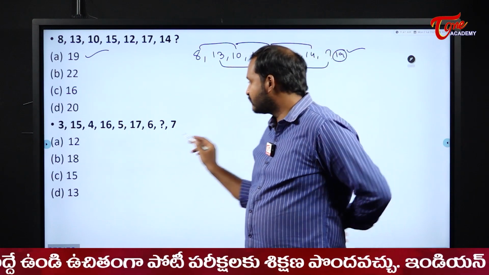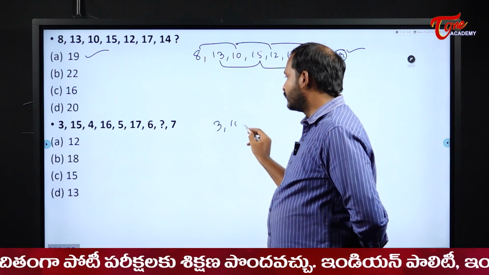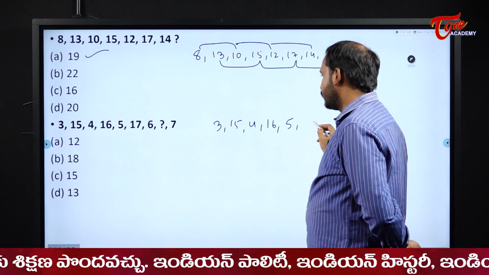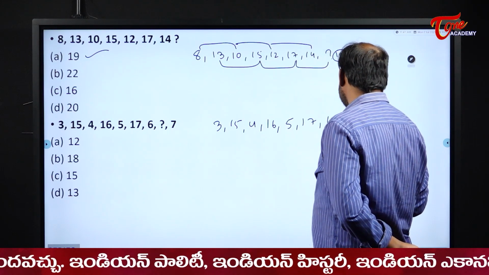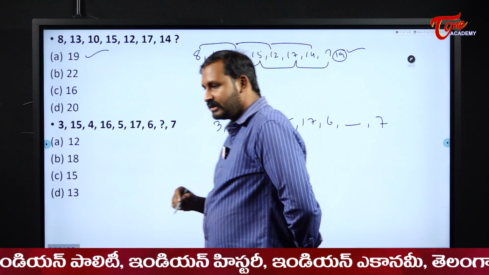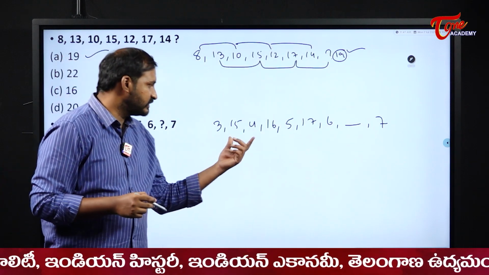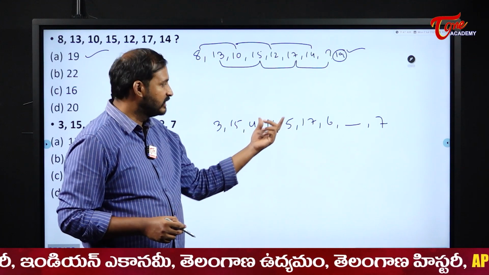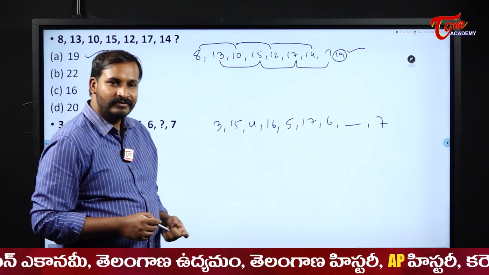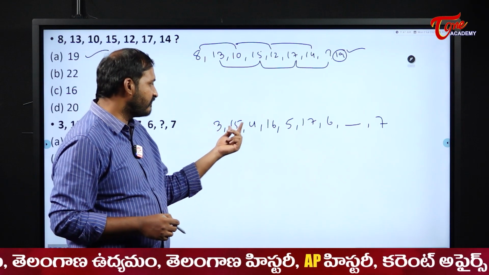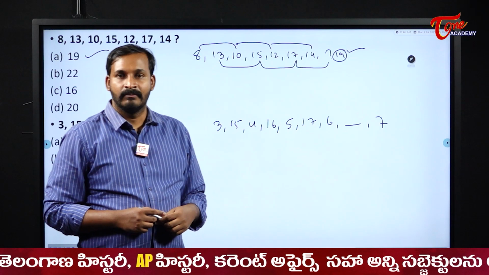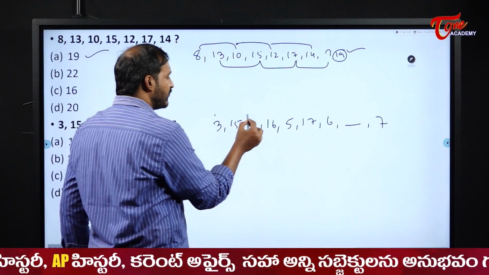Next, please see this one. 3, 15, 4, 16, 5, 17, 6, what comes next, and then next 7. Now please see here, by seeing 3 and 15 and 4 and 16, you may have a doubt that 3 5s are 15, 4 4s are 16. Next 5, if that is the case, 3 5s, 4 4s, next 5 3s, right? But it is 5 and 17. But the actual logic here is alternate series.